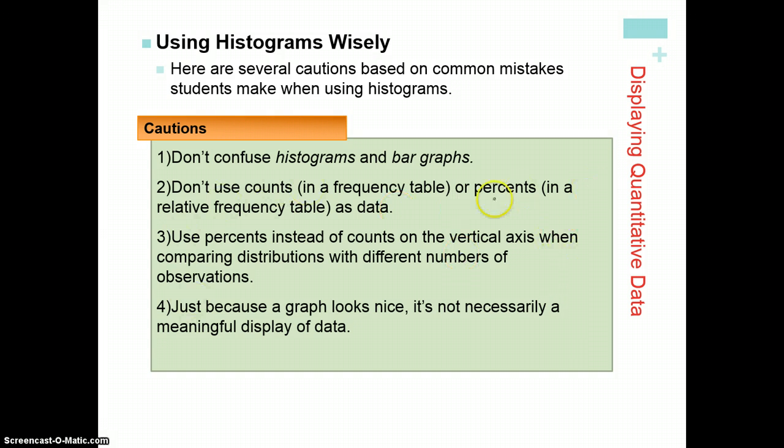When we compare distributions, you want to use percents because we might have different sample sizes. You might have one sample of 10 and one sample of 15. So the counts will be off because of the difference in the sample size, but the percents will not. They're a better representation when we are comparing graphs.